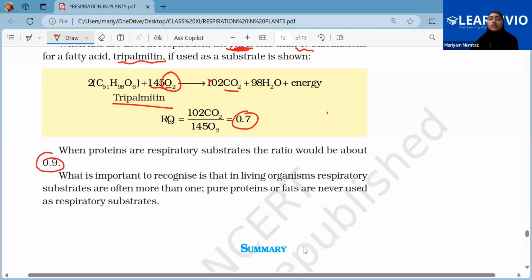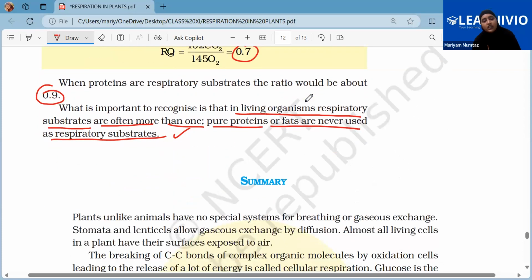What is important to recognize is that in living organisms, respiratory substrates are more often more than one. Pure proteins or fats are never used as respiratory substrates, because it would be difficult to break them down. That is why the conjugated ones, the ones that have something involved in them, are used as respiratory substrates. So we have completed the chapter on respiration in plants.